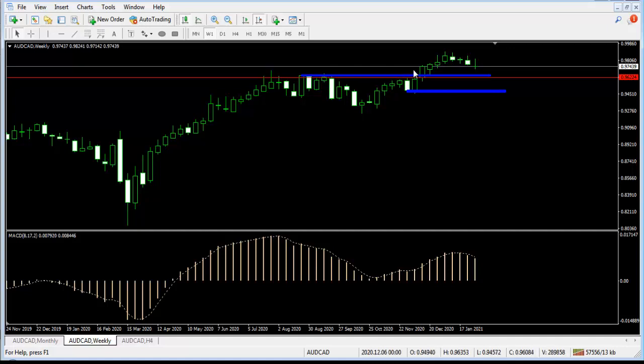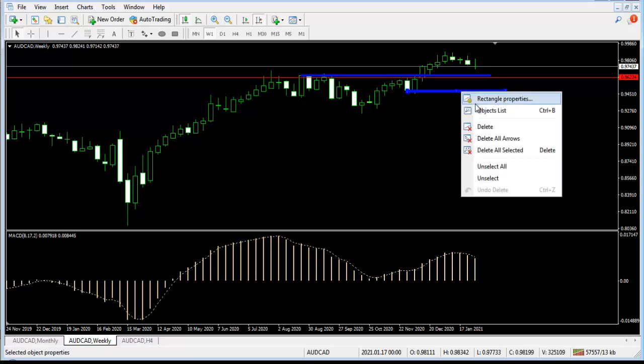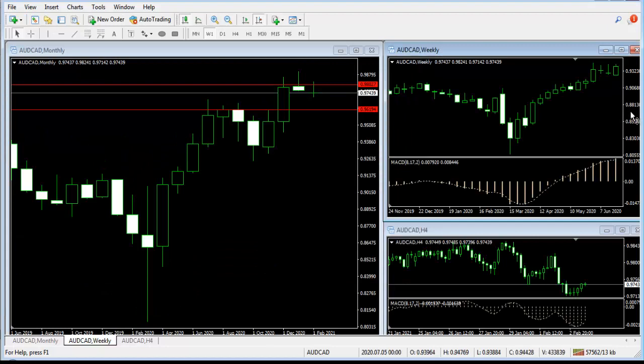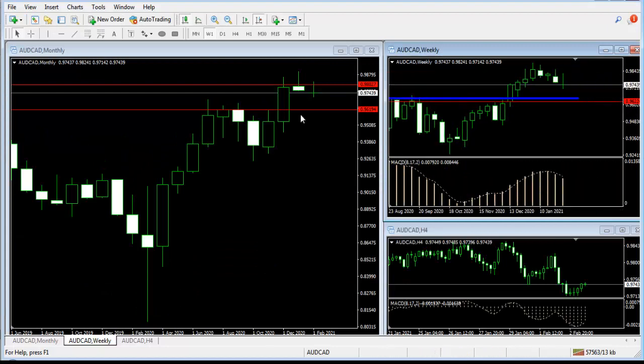So that support level there is, again, a strong one. We're not looking at that, that's way too far out. So that's the strong one, because that's the support level that's on the monthly as well. So the support level here is that support level there.